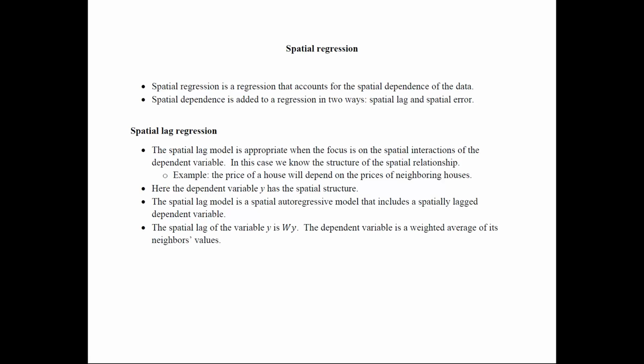And in this case, the dependent variable y is the one that would have the spatial structure. So the spatial lag model would be a spatial autoregressive model that would include a spatially lagged dependent variable. And the spatial lag of a variable y would be Wy. So remember this, W was the spatial weight matrix that we talked about before. So how would the values for each of the observations be affected depending on who is the neighbor and what the influence is? So the dependent variable would be the weighted average of its neighbors' values.